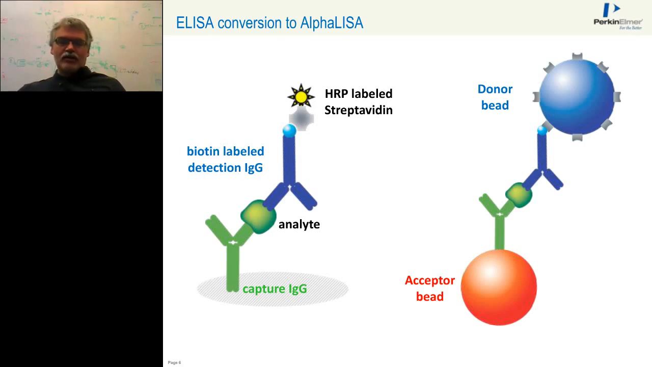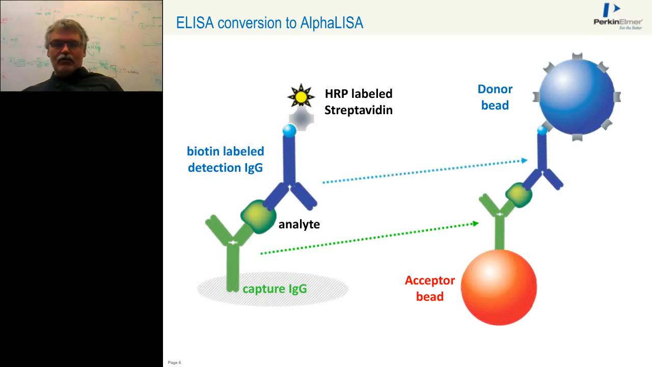The conversion is actually straightforward. The IgG used for capturing, instead of being bound to a plate, is bound to the acceptor bead. The analyte is recognized by that antibody, which is then recognized by the blue detection antibodies. And instead of having streptavidin labeled with an enzyme, you have the donor bead, which is also labeled with streptavidin. So then the singlet oxygen can go between the two beads and generate a signal. The amplification comes, like I described before, from the fact that you can have many photons generated by one bead pair.